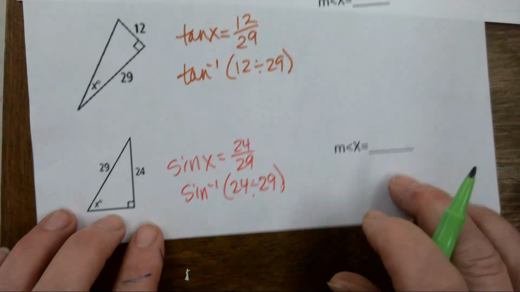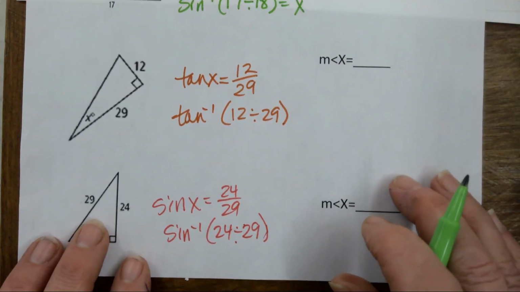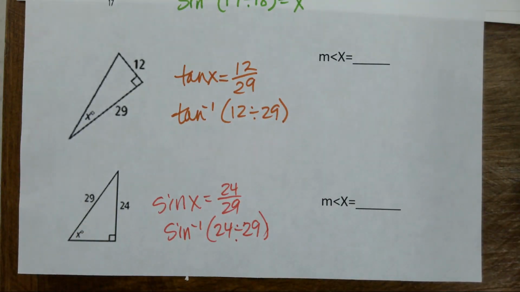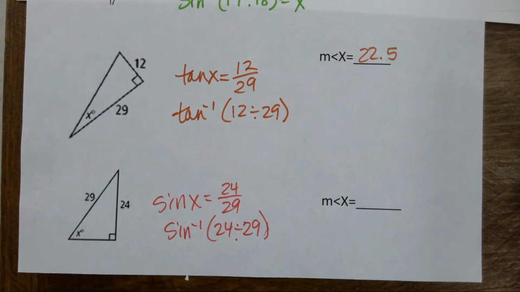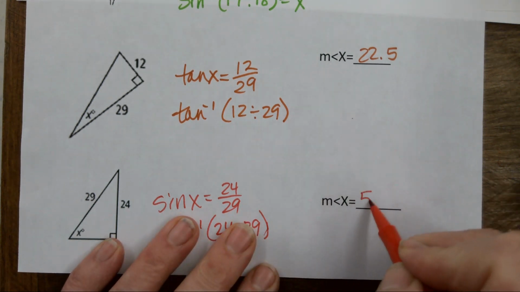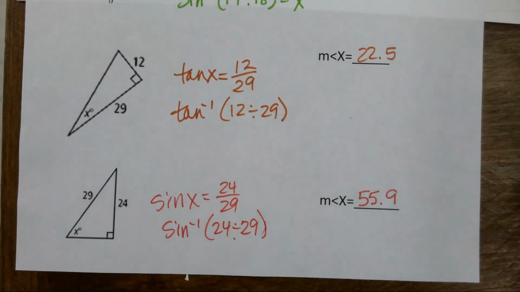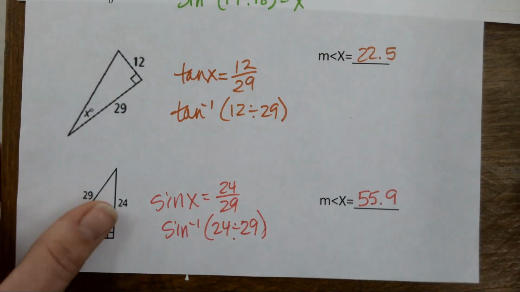Here's the setup for the last two. Did anybody get answers? Was anybody ambitious? 22.5. Does anybody agree with that? 22.5. I see some head nods. Okay? And finally, 55.9. Do I have any agreement on that? 55.9. Good. How do you guys feel? Pretty good? Let's take it to the next level.